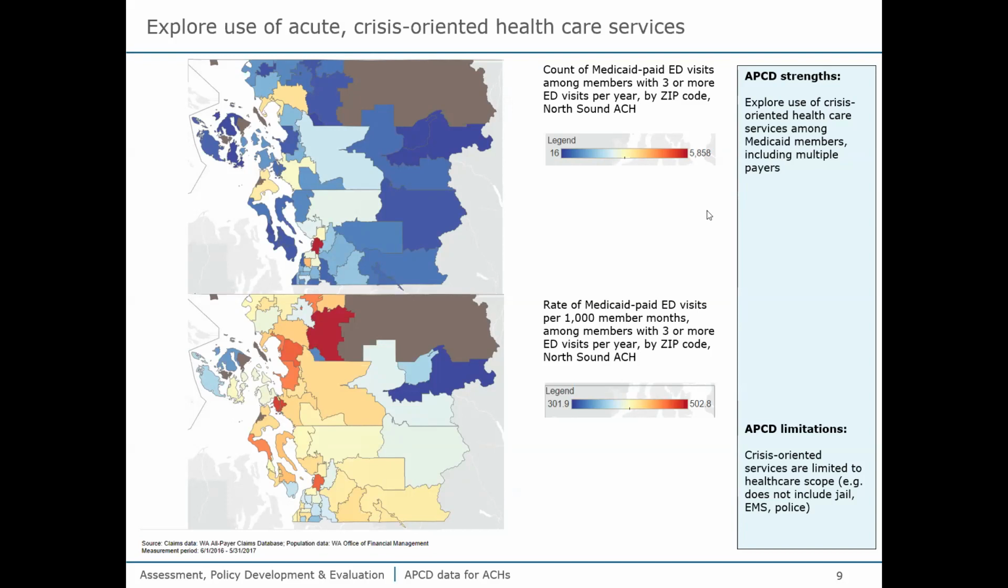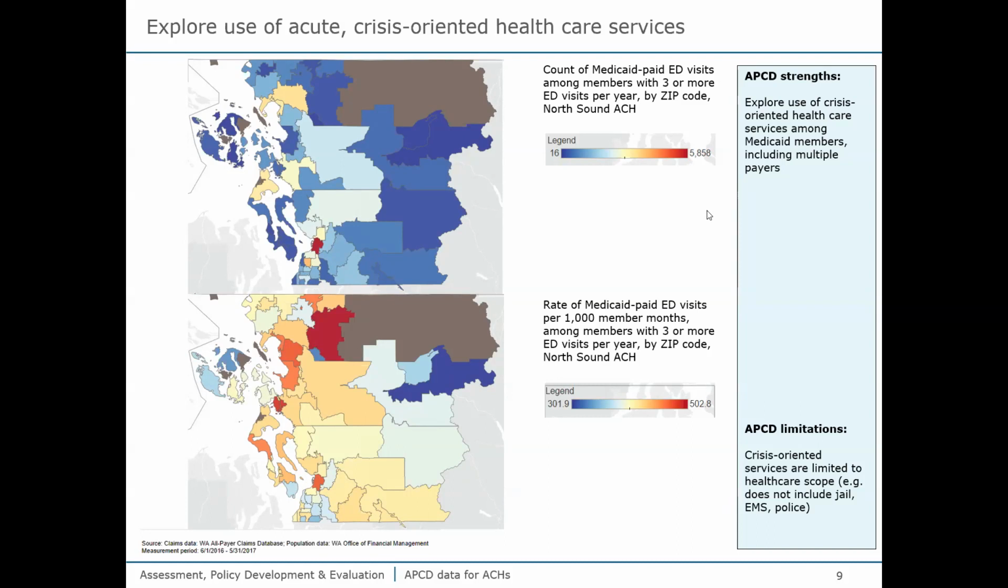So these are individuals who are not like the average Medicaid member. They're using the emergency department a lot, whether they chronically use it or whether they just had a bad year in the year that we're looking at in the data. We're not showing that here, but this is a small subset of the entire Medicaid population in North Sound. So what we can see on the legend is that zip codes had anywhere from 16 emergency department visits all the way to 5,800.